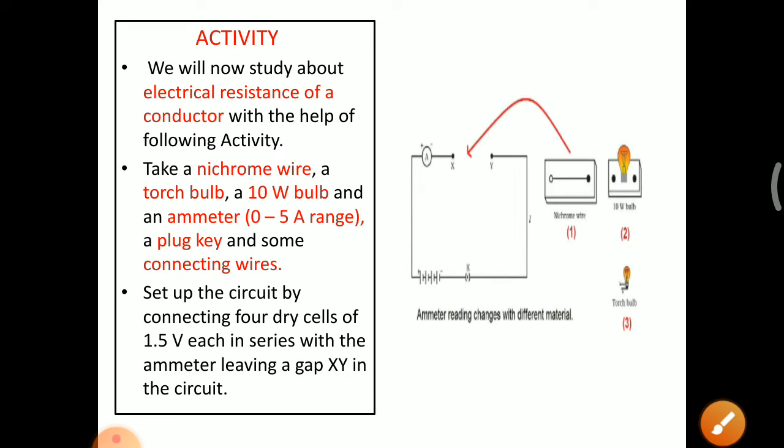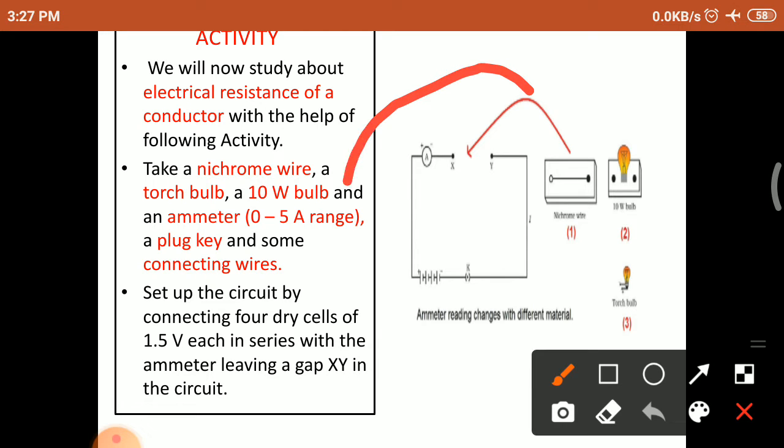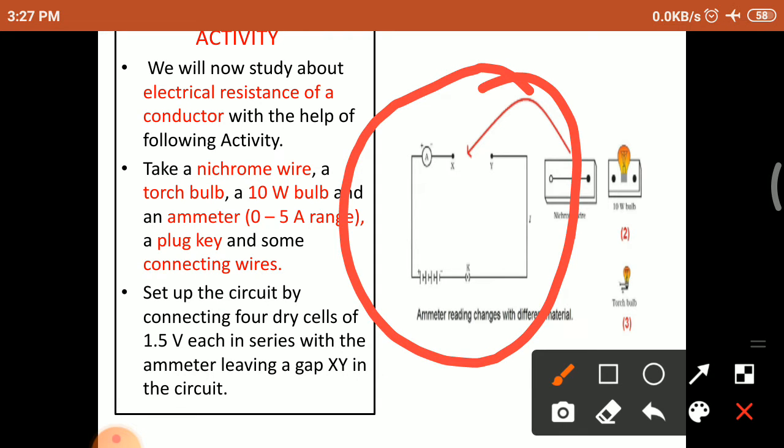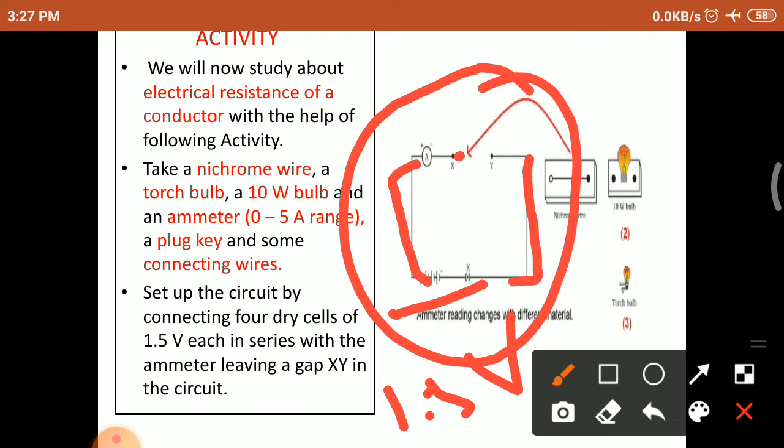Set up the circuit by connecting 4 tri-cells of 1.5 volt each in series with the ammeter, leaving a gap XY in the circuit. Look at this circuit. Here are the 4 tri-cells, each cell having 1.5 volts. This voltage source is connected to the ammeter. Then you have to leave some gap. Then you have to connect with the key and the key is connected to the battery.